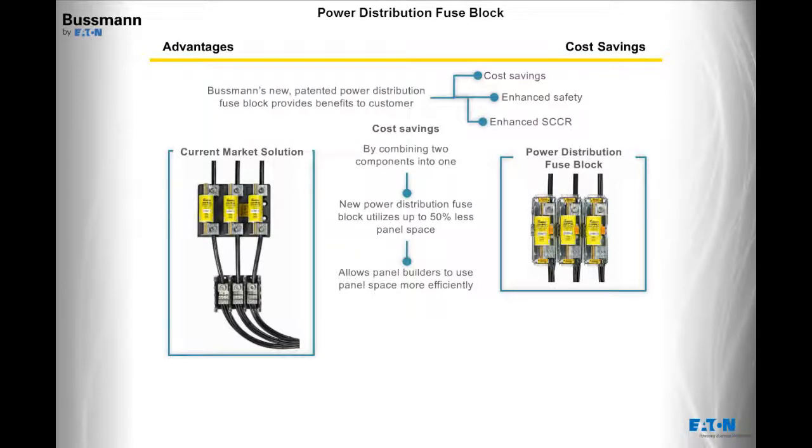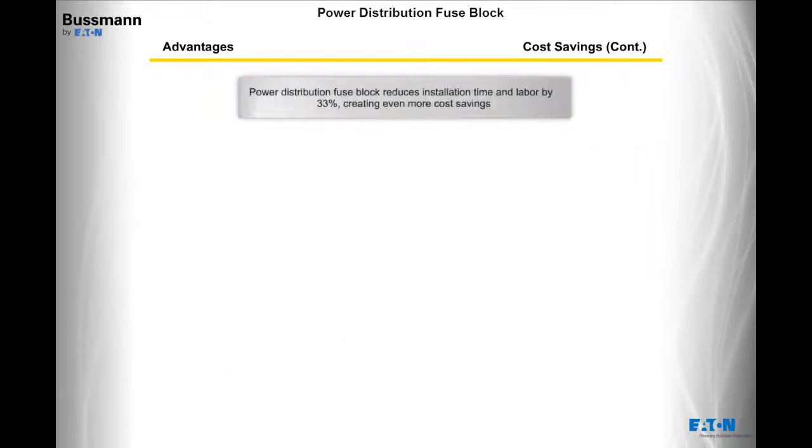This allows panel builders to use panel space more efficiently, fit more components in the panel, or potentially downsize to a smaller, less expensive panel. This innovative solution also requires fewer SKUs to purchase and manage. The power distribution fuse block reduces installation time and labor by 33%, creating even more cost savings.